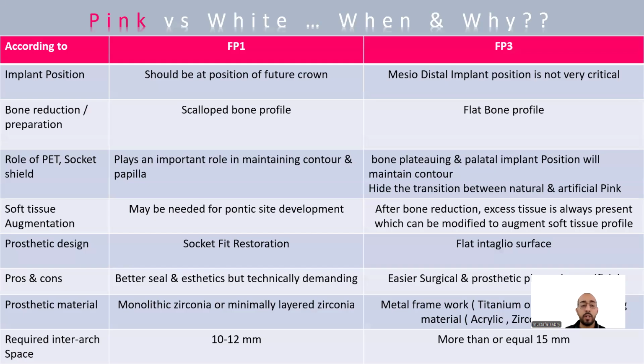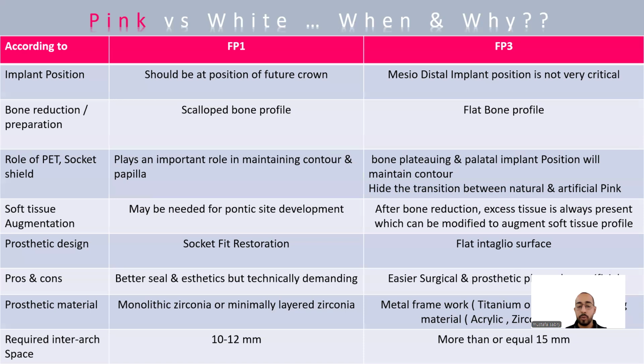So to come up with a conclusion, this is for all the FP1 and FP3 guys who are a little bit confused. For FP1, please, you should place your implant just below the future crown. If you do not have very good surgical skills, using a surgical guide or at least a clear denture duplicate can help you to place your implant where the future crown is supposed to be.